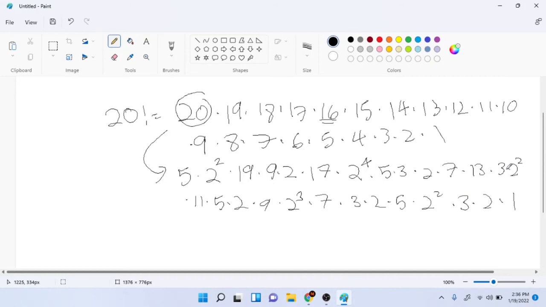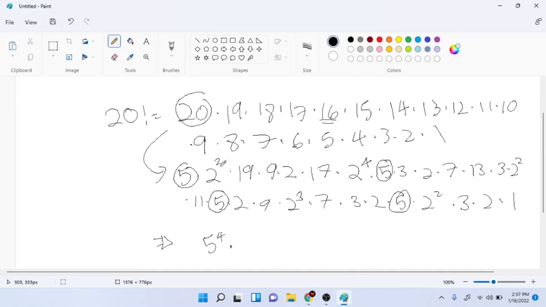Okay, so now let's count how many powers of 2s and powers of 5s we have. If I just go here and count how many powers of 2s and powers of 5s, I should be able to get my answer. Okay, so we have 1 power of 5, 2, so there's 2 5s, 3, 4. There's 4 5s, so 5 to the 4th.